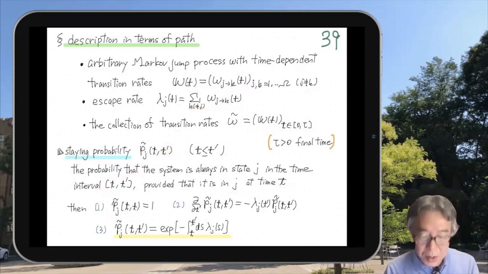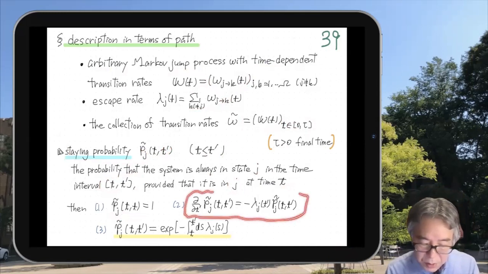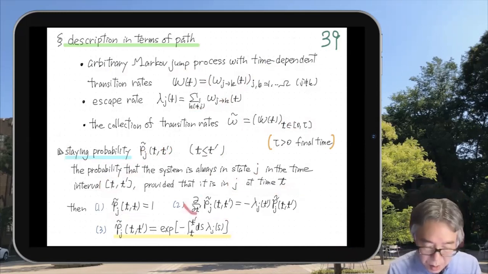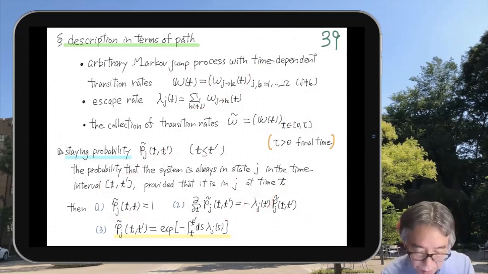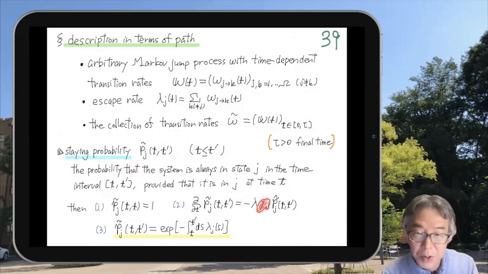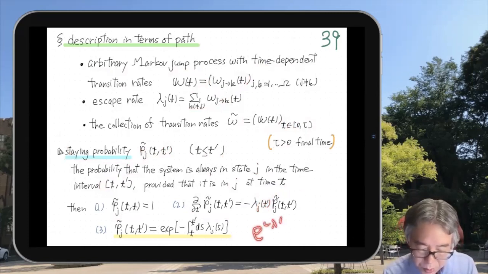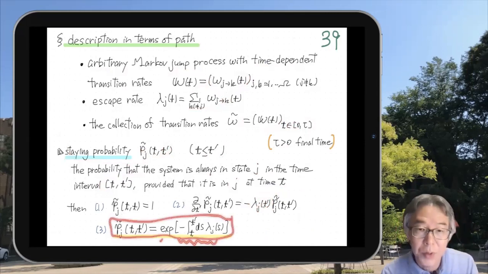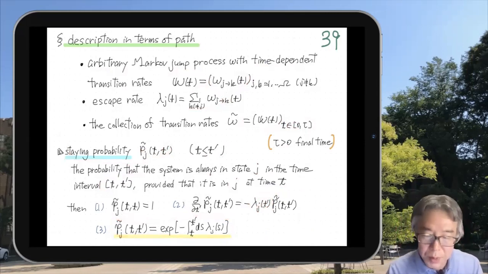And as t prime increases from t, then this gradually decreases because there is escape from the state j, and this escape is described by this differential equation, right? Okay, and this is the escape rate. And suppose that this lambda is time independent, then this is one of the simplest ordinary differential equations you can think about, and the solution is simply the exponential decay, like this, right? So in general, if this lambda is time dependent, you have to have integration here. But anyway, this is basically the exponential decay. Okay, this is the staying probability.